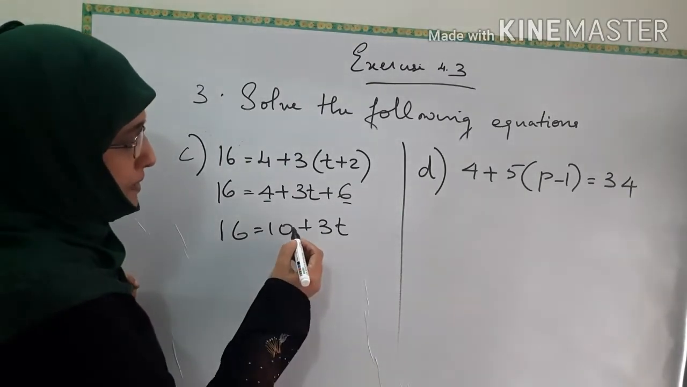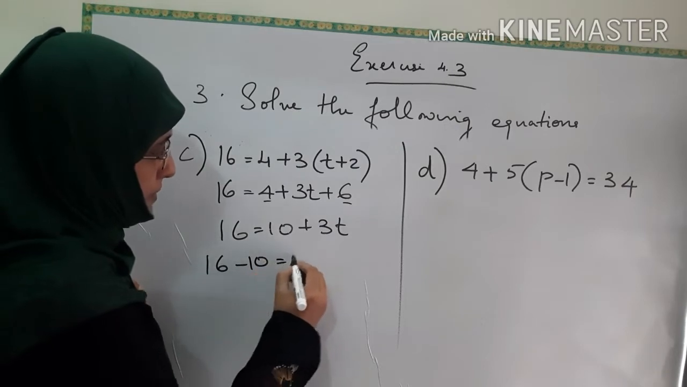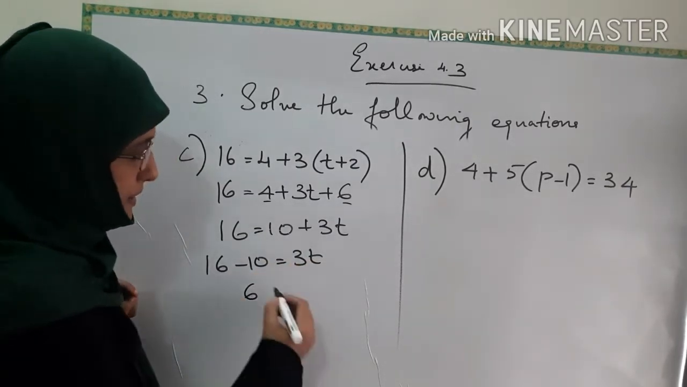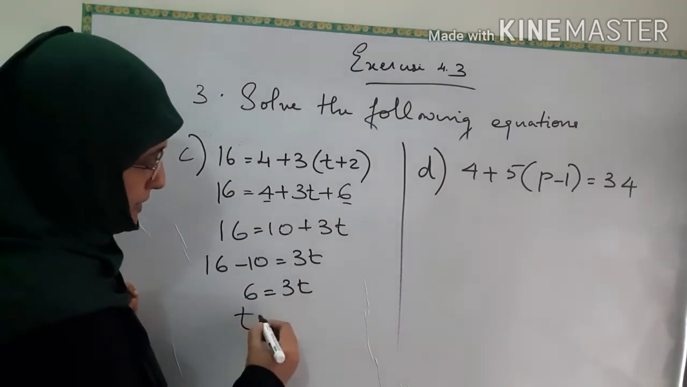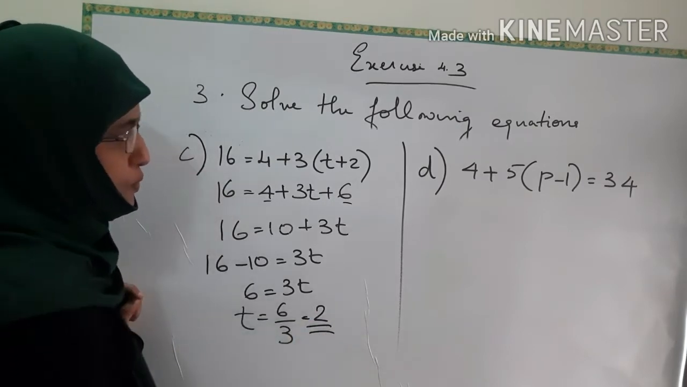Now we can take the 10 to the other side, isn't it? So it will be 16 minus 10 equal to 3t. 16 minus 10 is 6. 6 equal to 3t. Then t equals 6 by 3, that is 2.